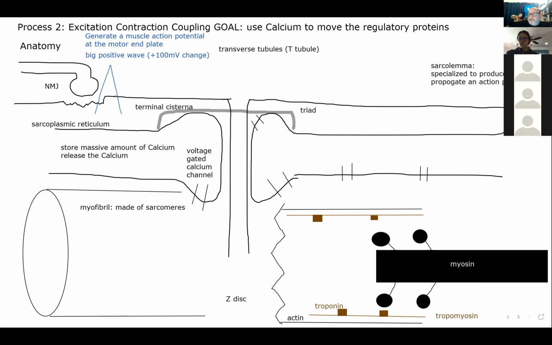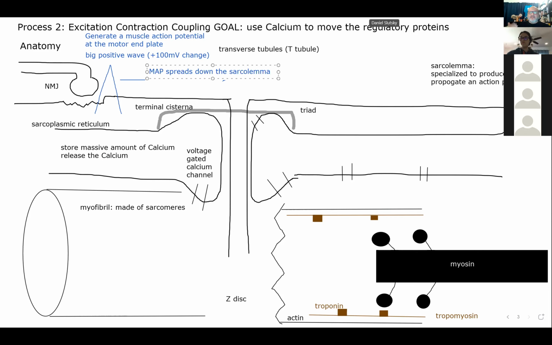All right. Any other questions on our starting point before we go through this? All right, excellent. So here we have our starting point. As we mentioned, here at the motor end plate, we generate a muscle action potential, that big positive wave. And as we mentioned, is it going to just stay here at the motor end plate? No. It is going to spread down the sarcolemma. So our muscle action potential spreads down the sarcolemma.